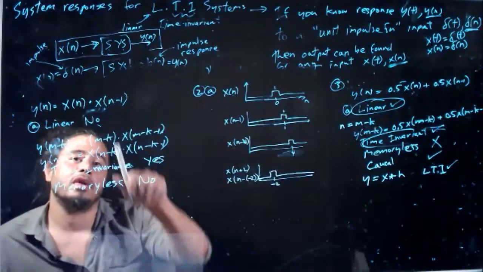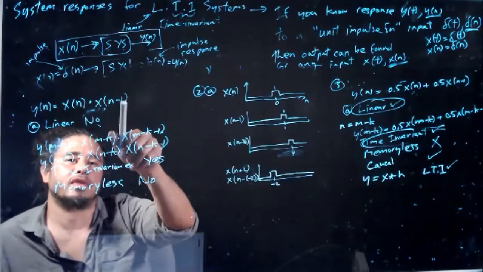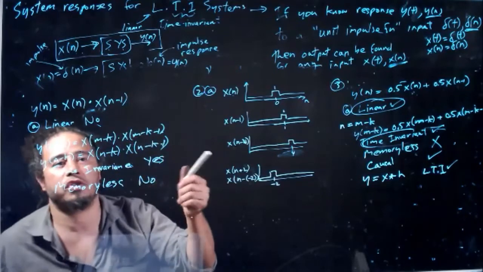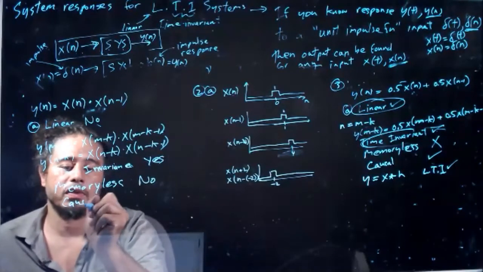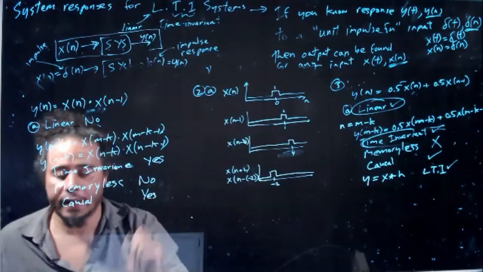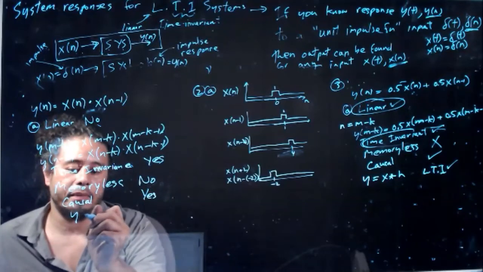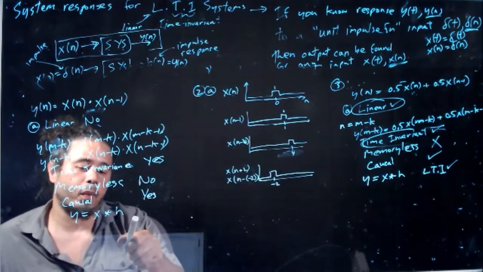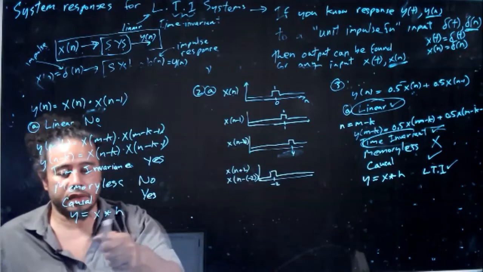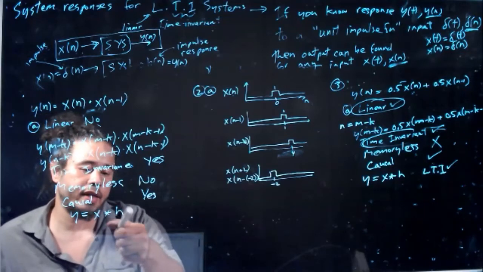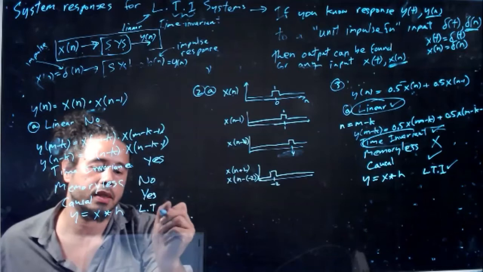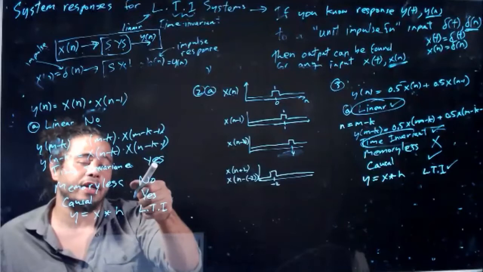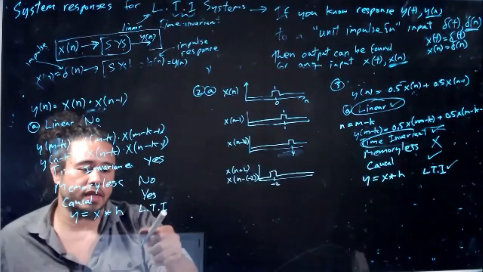Is it causal? Yes, because there are just n's and n minus k's for k being positive numbers here, and there's no time in the future like x of n plus 2 or x of n plus 3. So causal is yes. And does y equal x convolved with h? Well, for y to be equal to the convolution of x of n and h of n, we need the system to be linear and time invariant. The system here is time invariant, but it's not linear, and so the answer is no.